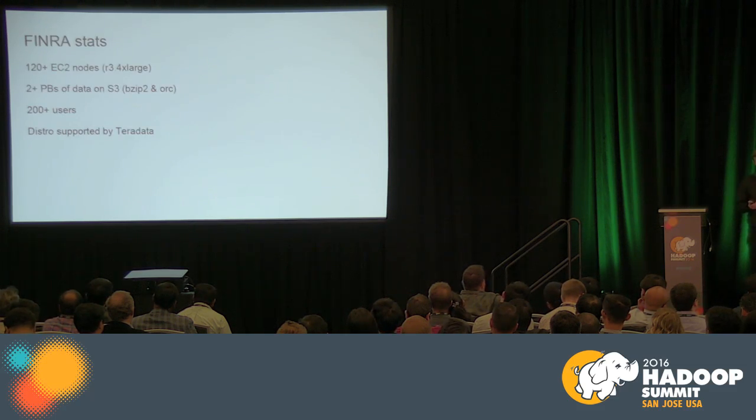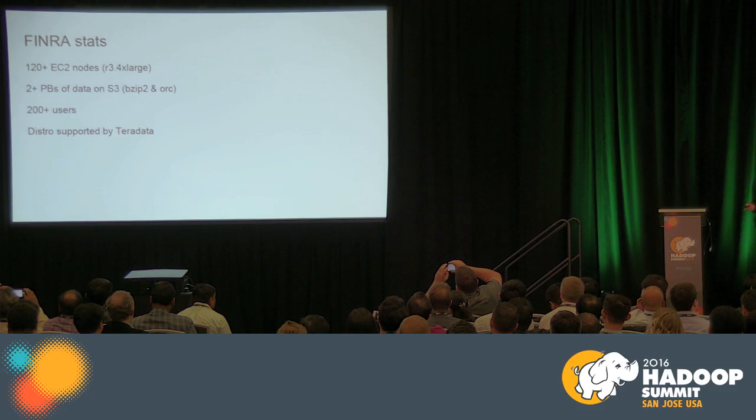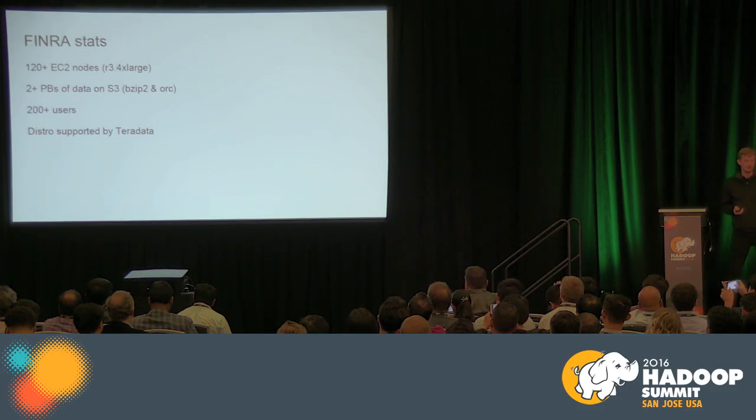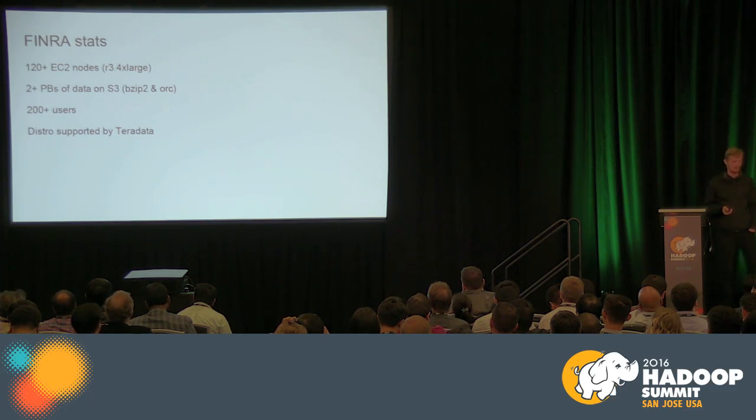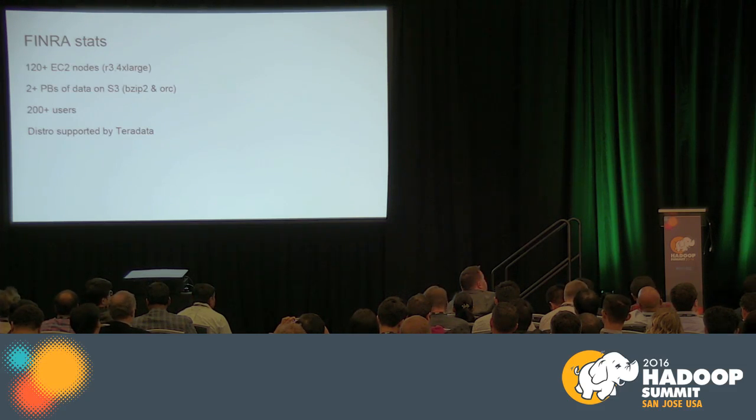And then the final one I'd like to share is Finra. Finra is a financial company. They run on EC2 as well. It's 120 nodes, 2 petabytes at this point and growing, and 200 users. And Finra is one of the users who's using our distribution of Presto and supported by us in production.